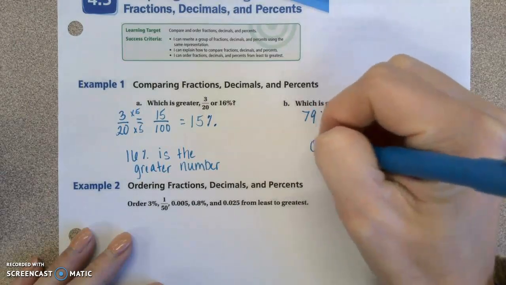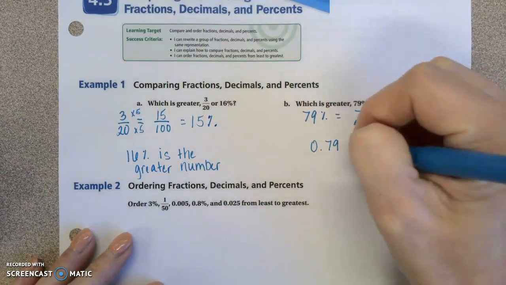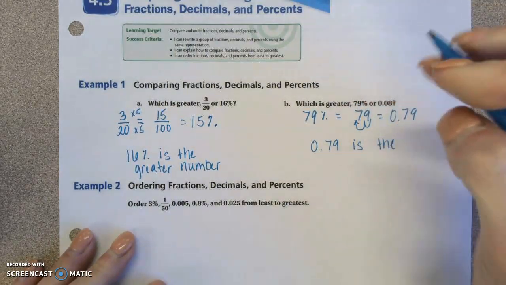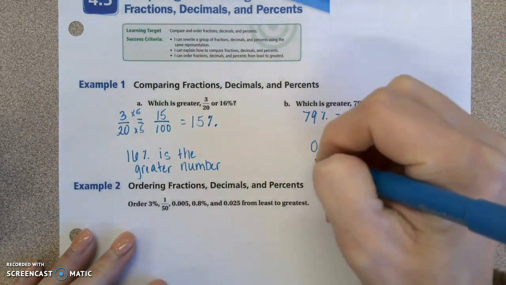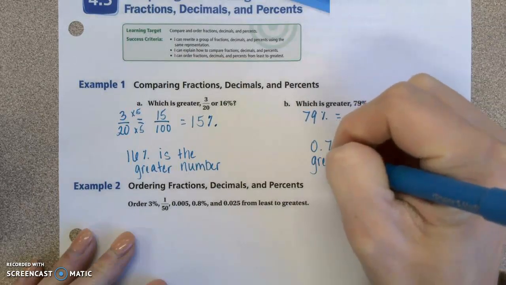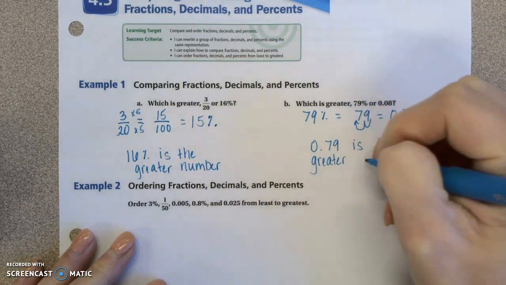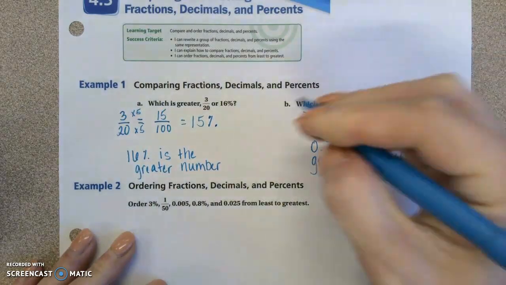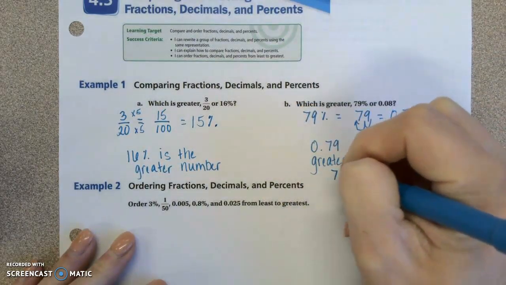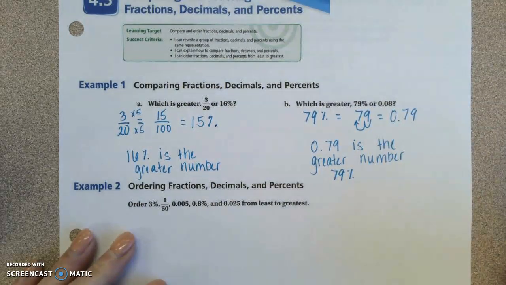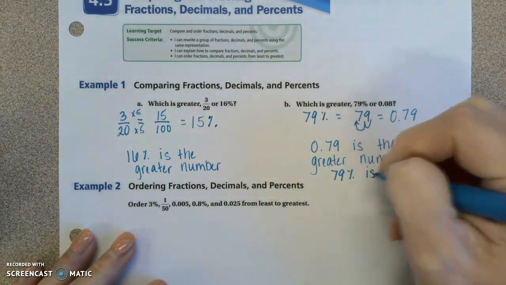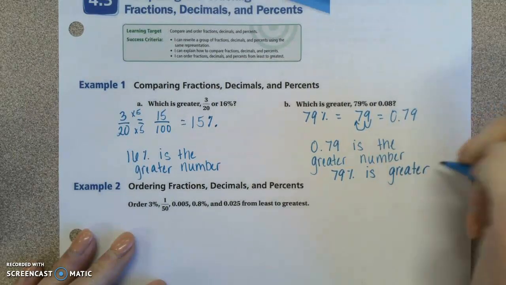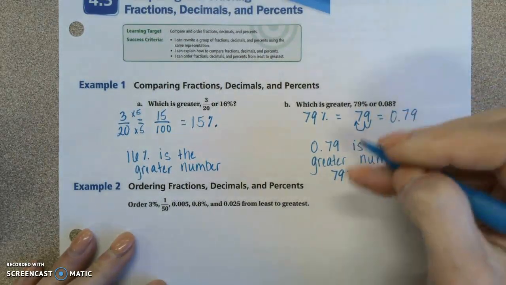So 79/100ths is the greater number, which is also 79%. If 0.79 is greater, then 79% is greater.